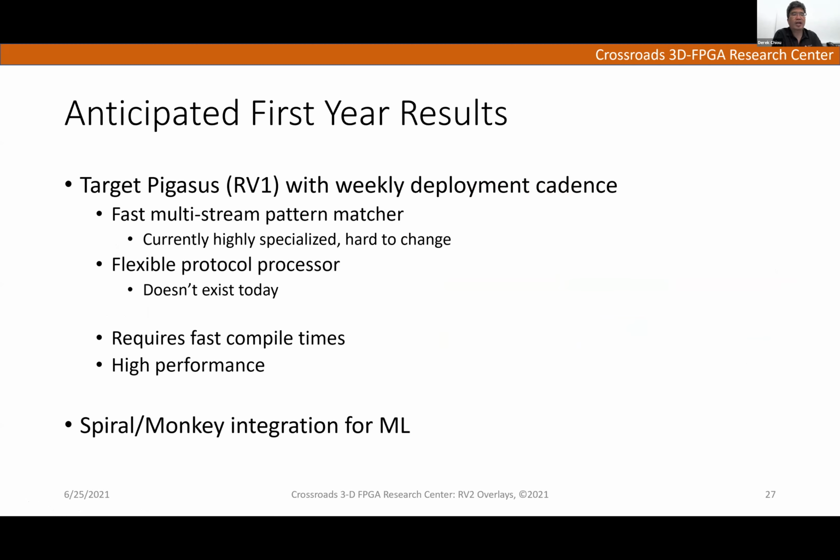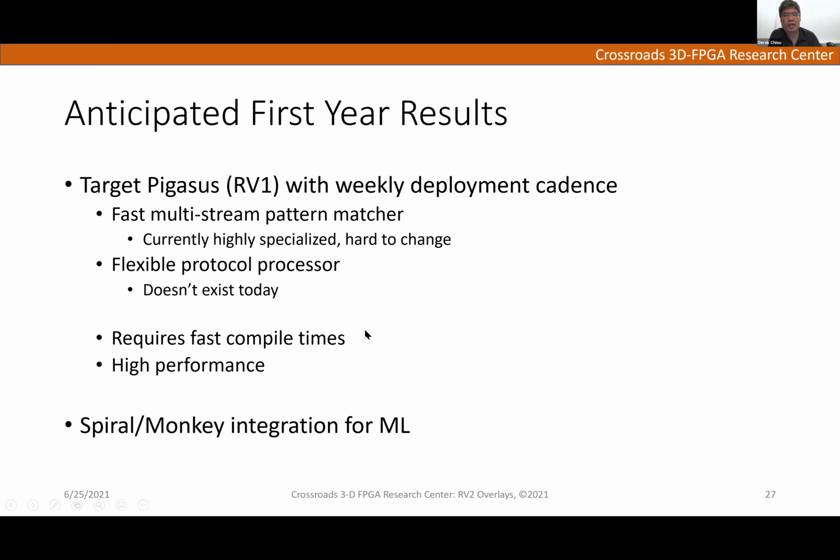We're working with the Pegasus team in RV1. Right now during the summer we're not on a weekly development cadence, but once the summer ends, we'll start that back up again. We've been looking at a fast multi-stream pattern matcher and a flexible protocol processor. These require fast compile times and high performance. So we're looking at these.